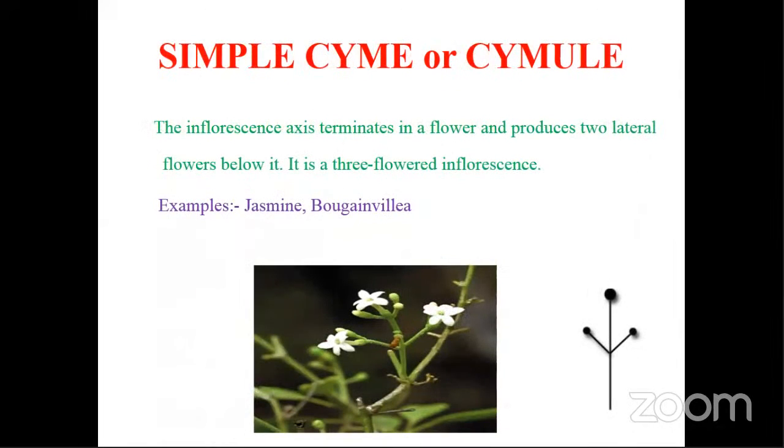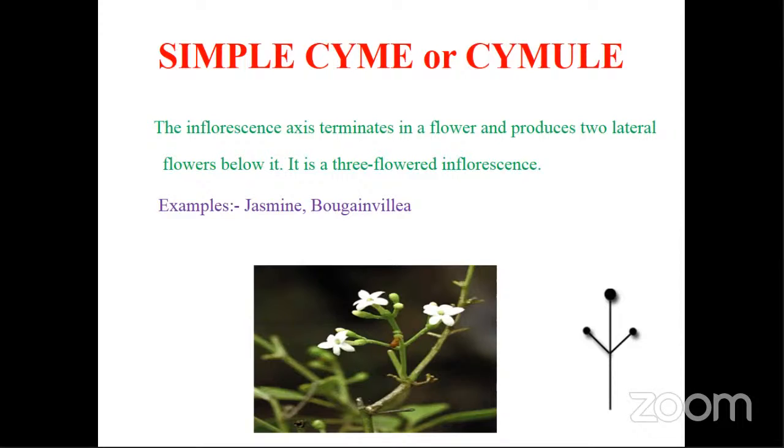Now simple cyme or cymule. Here the inflorescence axis ends in a flower and produces two lateral flowers below this. The older flower, first produced, will be towards the tip, and the two younger lateral flowers will be produced below the older flower. So this is a three-flowered inflorescence. We can see it very clearly in jasmine. While plucking flowers, we pluck the flower in the middle on one day, and the flowers present towards the sides on another day. So this comes first, then these two will bloom out. This is simple cyme or cymule, a three-flowered inflorescence.